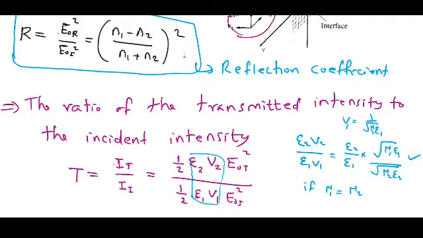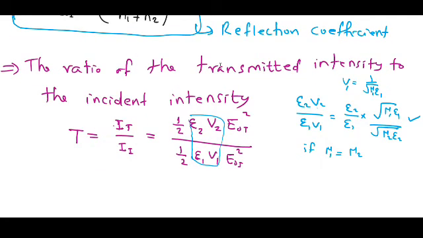Then what else we can do? Epsilon 2 v2 by epsilon 1 v1 is equal to epsilon 2 by epsilon 1 into root of epsilon 1 by epsilon 2.